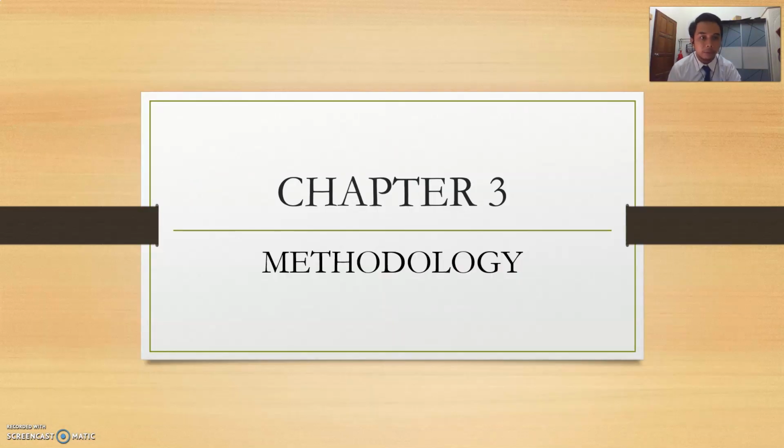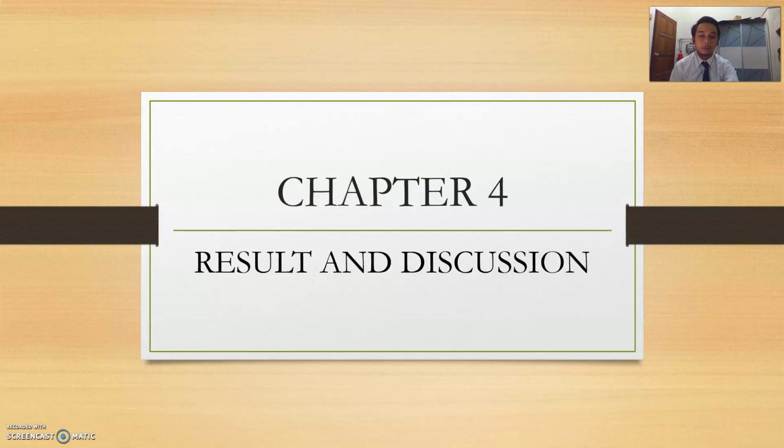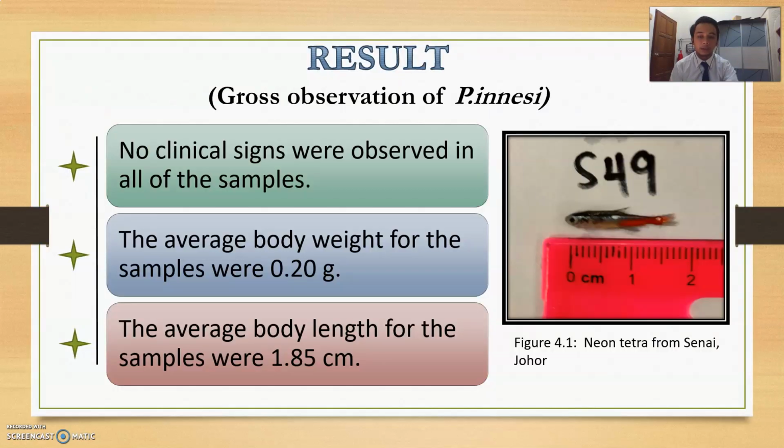For chapter 3, methodology. This is the method that I used for the study. First, sampling, then sample processing, DNA extraction, PCR analysis, gel electrophoresis, gel extraction and DNA sequencing, and lastly, phylogenetic analysis. The sample processing was conducted according to Zainathan et al. 2017.